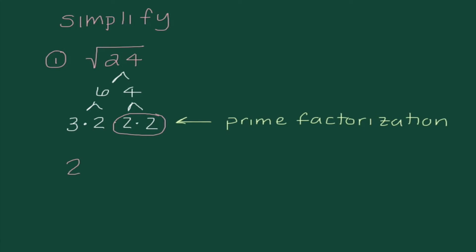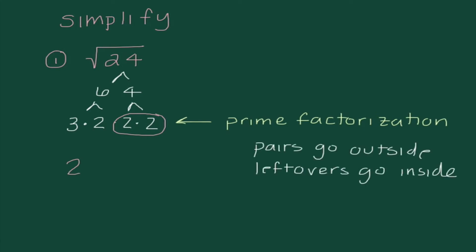So I'm going to write that on the outside of my radical. So I always put my pairs outside. If I had more than one of them, I would multiply them together. Whatever's left over, so 3 times 2 is going to go inside, and I'm going to multiply those together and get 6. So our answer here would be 2 radical 6 or 2 root 6. We could say it either way.